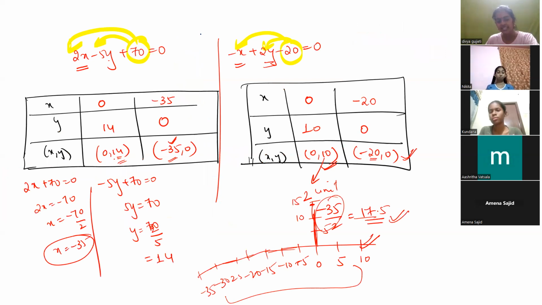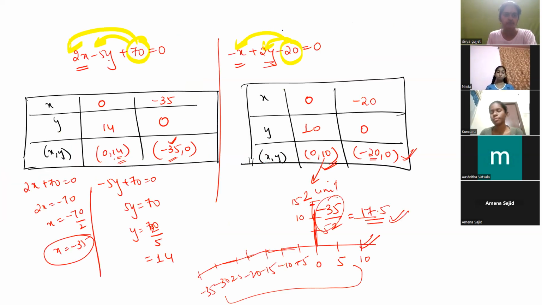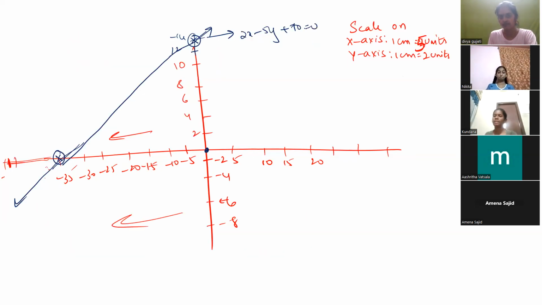Next point, minus 35 comma 0. Where is minus 35? Minus 35 on x-axis, 0 on y-axis. Okay, please join it with a scale. For a linear equation, you always have to join it with a scale. So you will get something like this. This is the equation for the first one. What is that? 2x minus 5y plus 70 equal to 0.